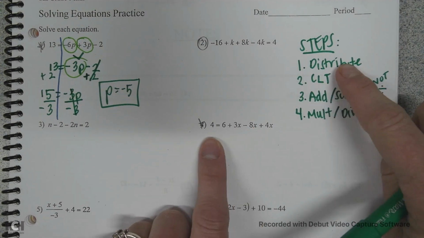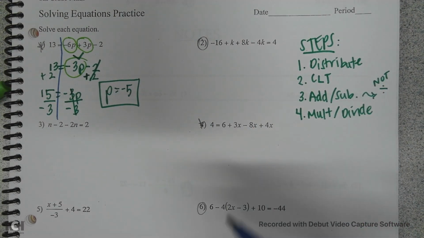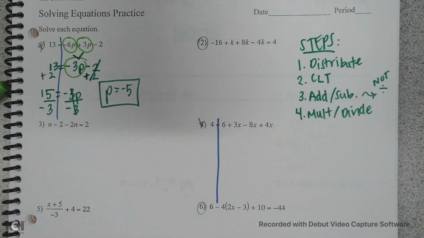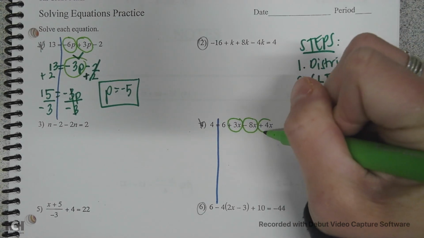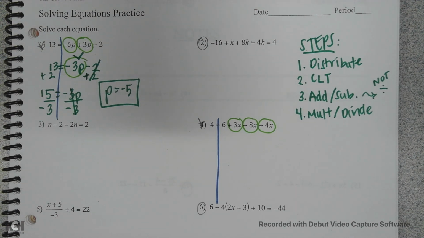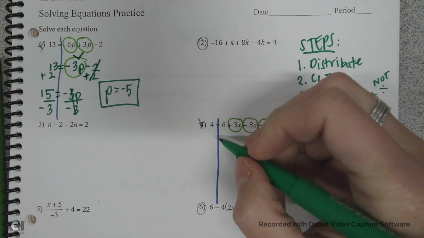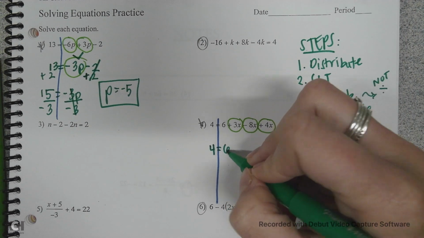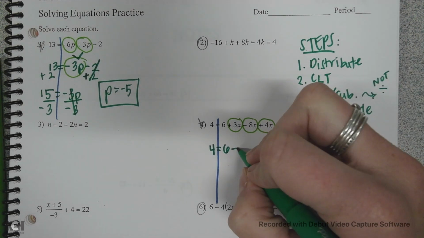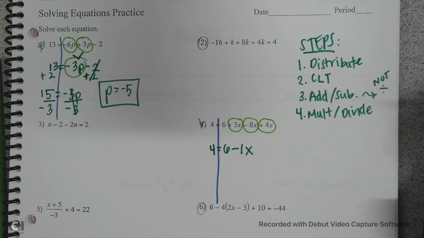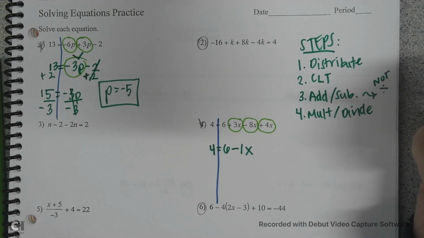Notice that we cannot distribute because I don't have any of those cute little parentheses. Again, I'm going to start by drawing my wall. And then I'm going to pick out my like terms. I've got a positive 3x, a negative 8x, and a positive 4x. They're all like terms, so we're going to combine them all together. You keep your 4, your equal sign, and your 6. And then we have 3 minus 8 plus 4, and that gives us a total of negative 1 x's. If you wanted to, you could have just written minus x.